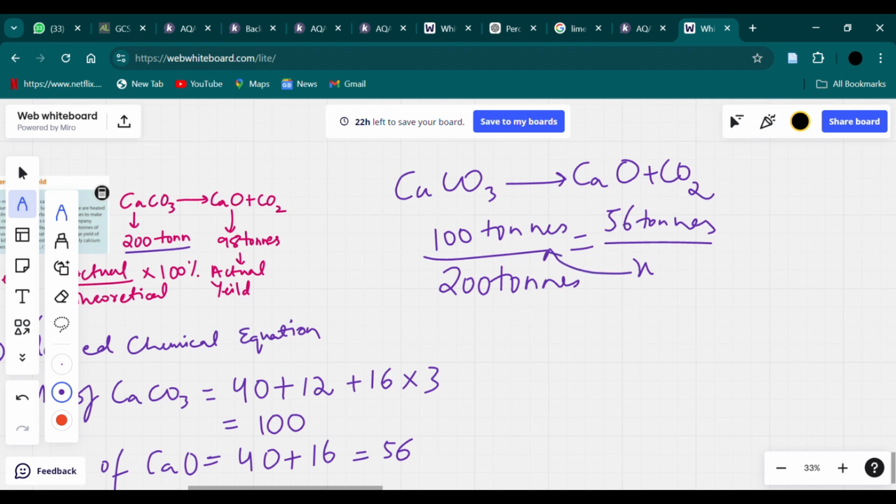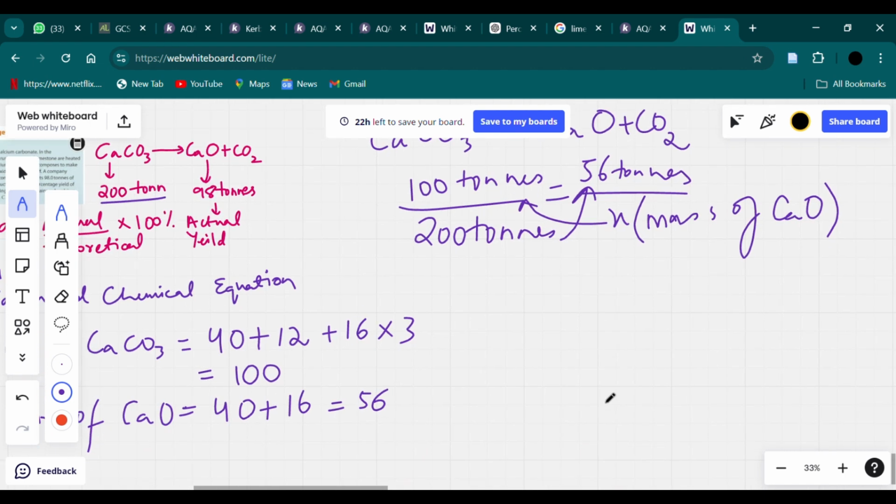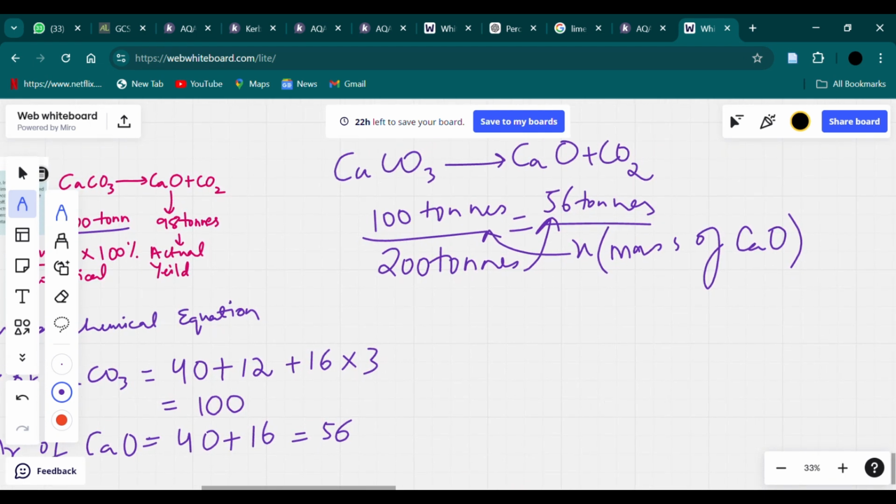So here the x is being divided. When moved to the other side of the equation, it would get multiplied here. And what is the x here? X is the mass of the calcium oxide when the 200 tons of the calcium carbonate is being given to you. So here it becomes 100 multiplied by x is equal to 56 multiplied by 200.